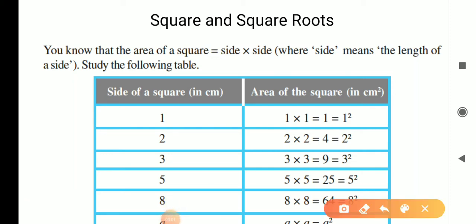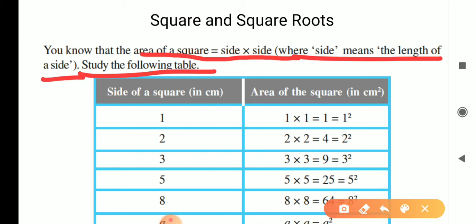Hello students, today we shall start a new chapter, square and square root. You know that the area of a square is equal to side into side, where side means the length of the side. Study the following table.